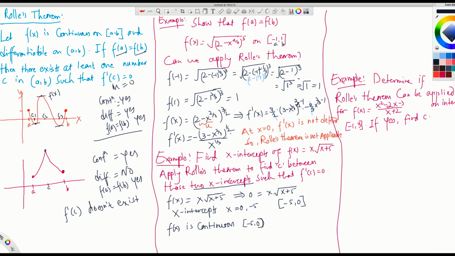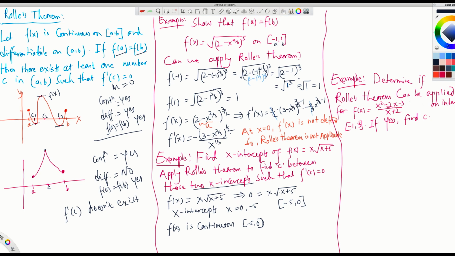Why? Because there is no x in the denominator. So the function is defined everywhere that gives you zero or positive value under the root. So it looks like the domain is negative 5 through infinity, right? Because if x is negative 6, negative 7 like that, you will get a negative number under the root. So negative 5 through infinity is the domain. So the function is continuous.